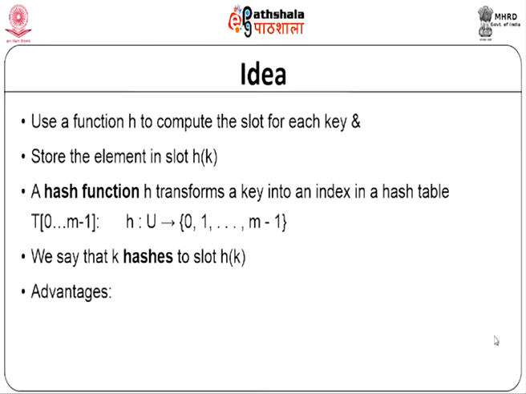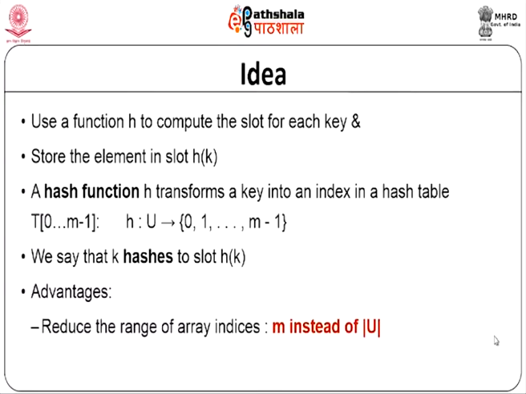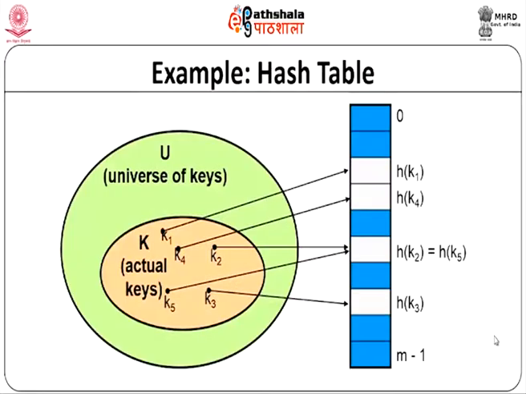So, the advantages are that you reduce the range of array indices to m instead of the size of u, which is the number of unique keys, and storage is also reduced. That is the idea behind the whole thing. For example, you have a universe of keys, all the keys put together. Then you have the actual keys; you will not know what keys are going to come. So, you would have to use an array the size of the universal keys, which you are not doing now.